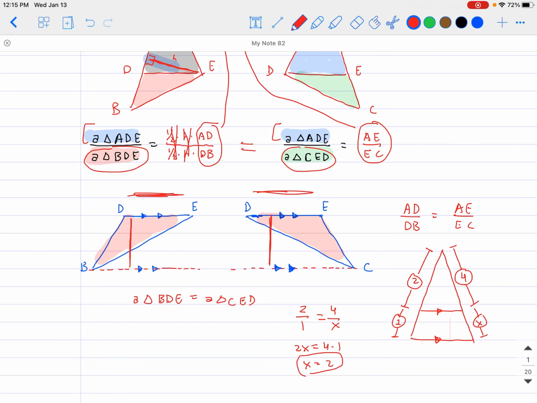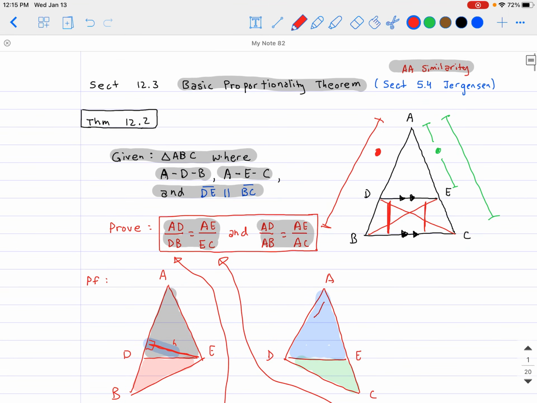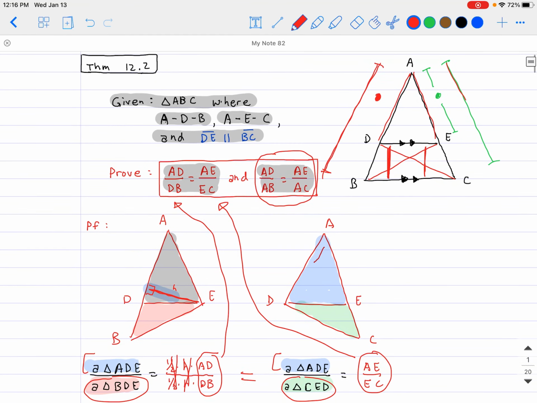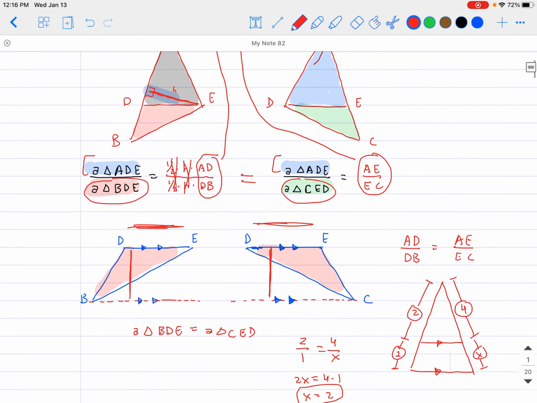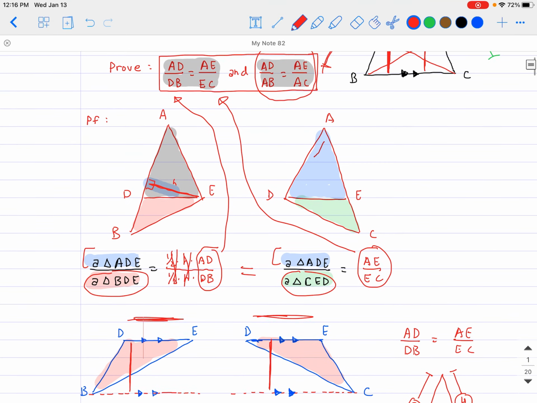Now you'll notice that in our proof, we can go a little bit further. We can actually say that AD divided by AB is equal to AE divided by AC, meaning I can look at the top sides right here divided by the whole side over here. So we need to somehow modify our equation to show that this right here leads into this right here.